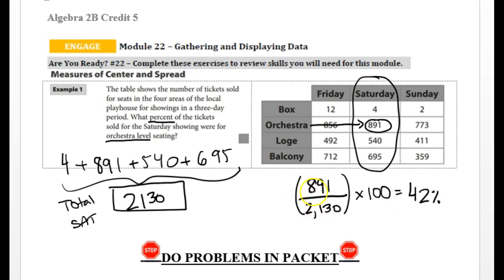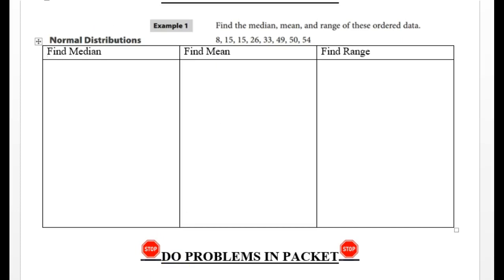Again, make sure you take that number, divide it out, get your decimal, multiply by 100. You should get about 42%. Just like it says here, stop and do the problems in the packet, and we'll come back in a second to do the next one. Alright, so hopefully you did some of the problems in your packet. We're going to go on to the Are You Ready?